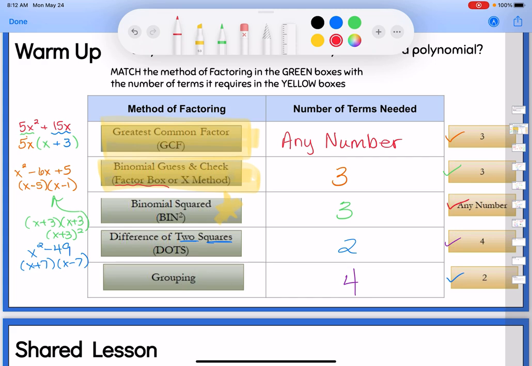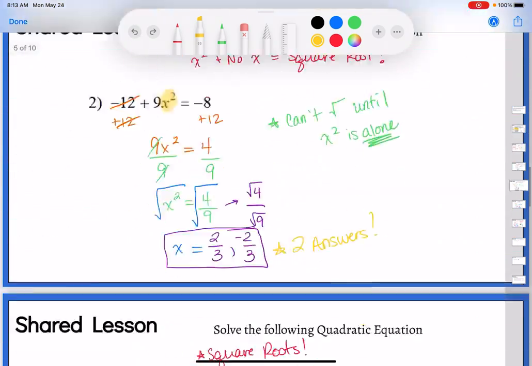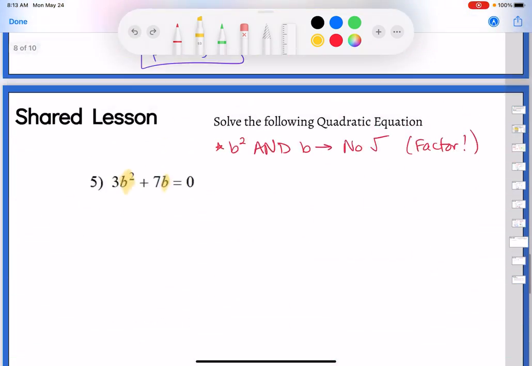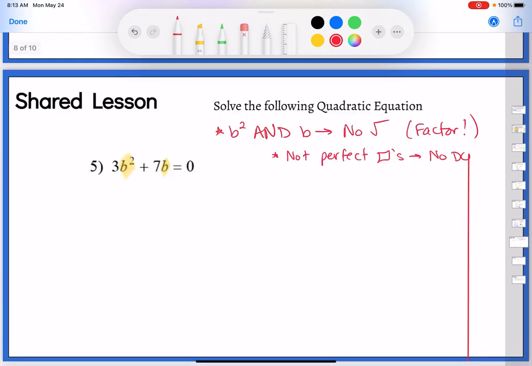Look at our example here from our GCF. Yeah, and that could be any number of terms. So let's go back and see if we've got a GCF going on in this one. 3b squared plus 7b equals 0. Notice, not perfect squares, which means no dots. Instead, we need to use GCF.